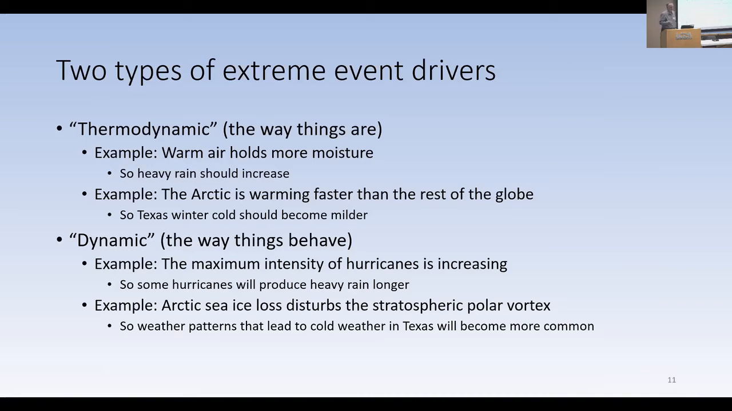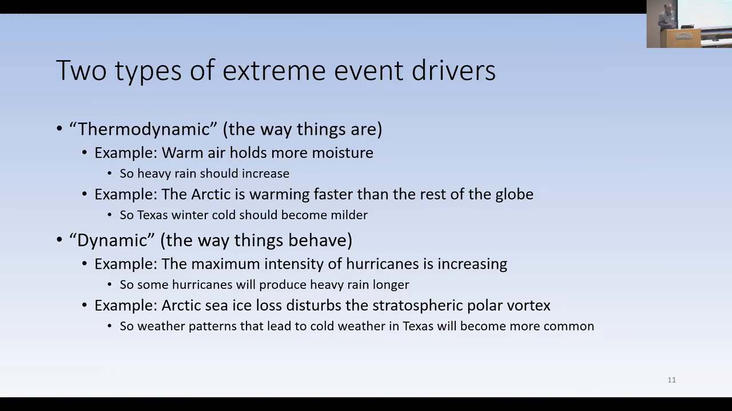Dynamic refers to the way things behave. So it's not just temperatures changing things directly, but it's also temperatures potentially changing weather patterns, potentially changing the structure of weather systems as well. For example, because of climate change, we expect that the maximum intensity of hurricanes is increasing, and so that's going to affect how long heavy rain from landfalling hurricanes can persist. And that's on top of warmer air holding more water vapor.